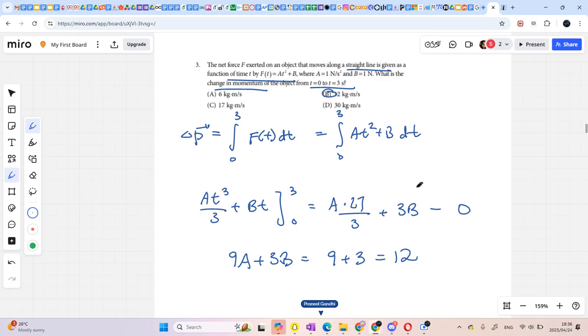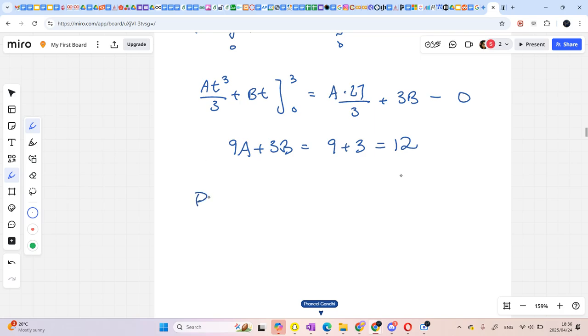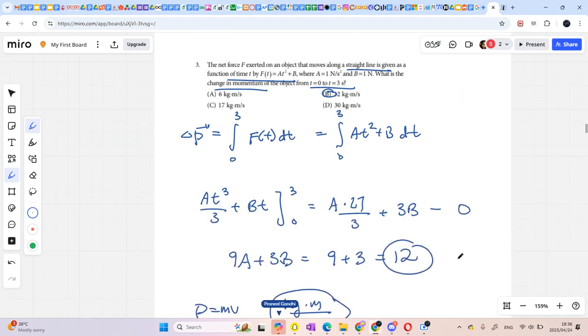And keep in mind that because P is equal to mv, our units for momentum are going to be kilograms times meters per second. So that's our momentum unit. So that is that question. That's all we got for that question.